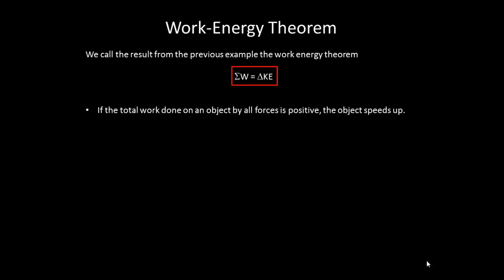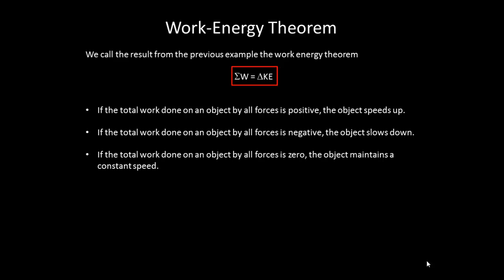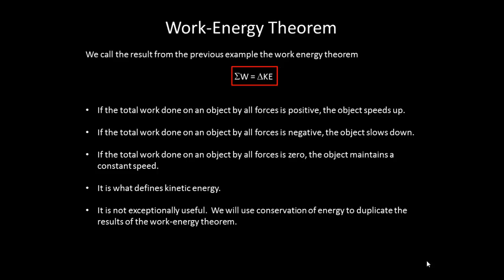Notice that if the total work done on an object by all the forces is positive, the object speeds up. If the total work done by all the forces is negative, the object slows down. And finally, if the total work done on an object by all forces is 0, the object maintains a constant speed. This equation is really what defines kinetic energy. And it's really not actually all that useful. We will often be using an idea called conservation of energy to duplicate the results of the work energy theorem.